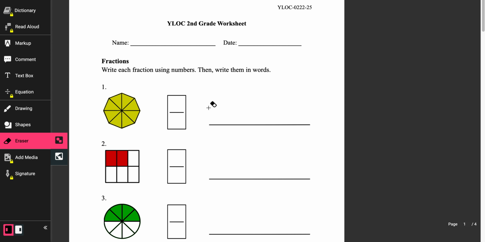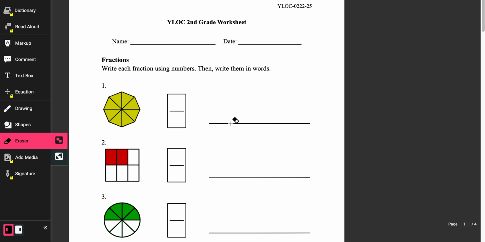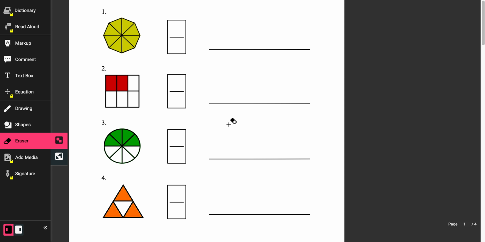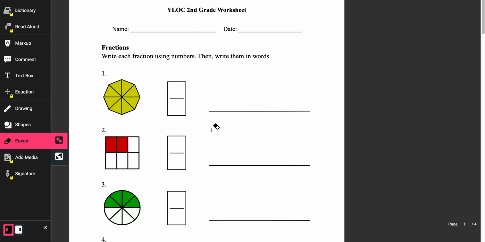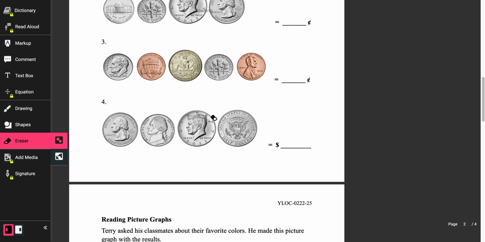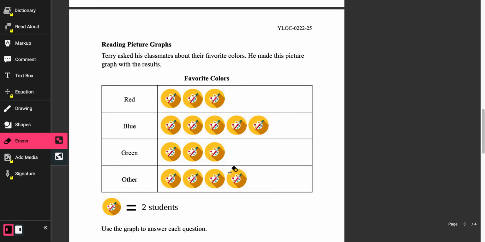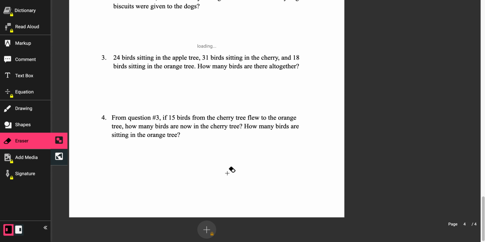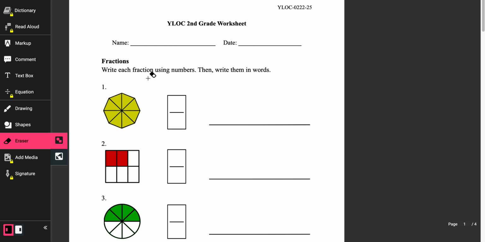This is Christopher, and I'm going to be doing YLOC 2nd grade worksheet level 20, lesson 25. What we'll be covering today are fractions, coin addition, reading picture graphs, and some word problems. So let's start off with fractions.